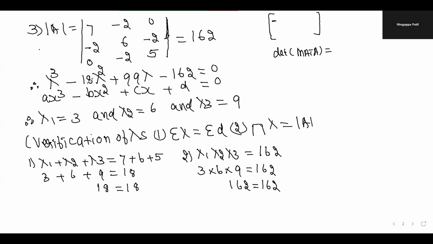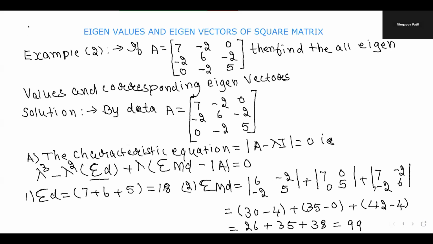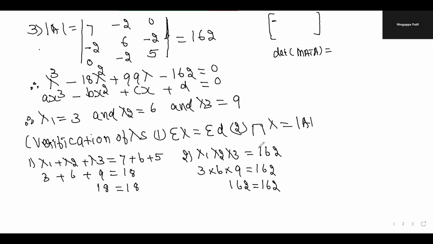Lambda cube minus 18 lambda square, where 18 is the summation of diagonal elements, plus 99 lambda, minus the determinant. And the determinant is 162. Okay, you write that. See here, I have written lambda cube minus 18 lambda square plus 99 lambda minus 162 equal to 0.